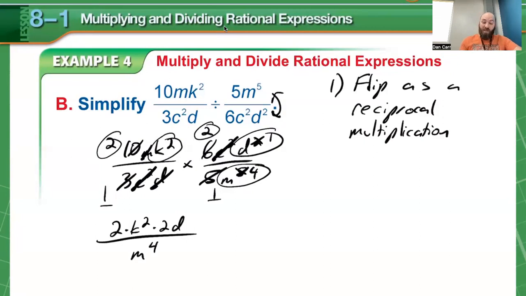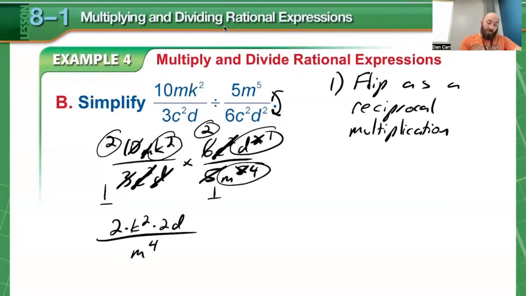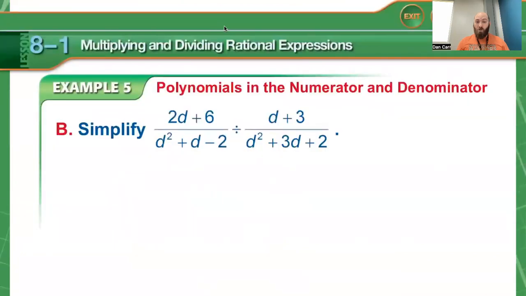To finish off my simplification, I'm going to go ahead and just multiply my numerator together. So 2 times 2 is going to give me 4, and I'll put dk squared all over m to the fourth. Okay. Again, it's just like the previous lesson. We just need to turn it into a multiplication problem by flipping that reciprocal. So same thing with polynomials.